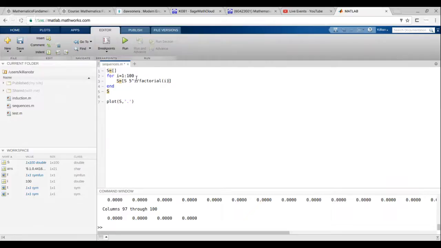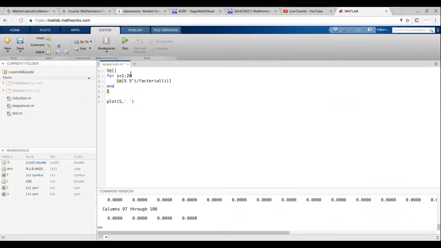I won't go up as far as 100. I'll just go up, say, 20. Factorials get quite quick. Okay, so this is a little program. Let's just talk through what it does. This command up at the top, s equals bracket bracket, sets s to be an empty vector, an empty list, an empty row vector.